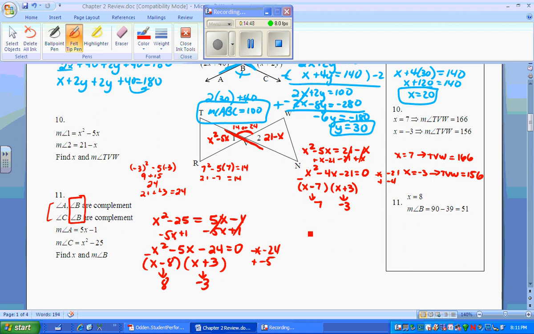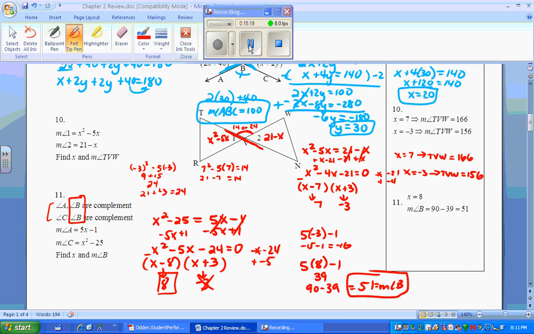Let's try negative 3. So let's do 5 times negative 3 minus 1. Well, that's a negative 15 minus 1. So that's negative 16, so negative 3 does not work. That means 8 has to work for x. Find the measure of B. Well, we don't have it, but what we can do is plug it back in to 5 times 8 minus 1, so that's 39. And B is the complement to that, so we'll do 90 minus 39, giving me my answer of 51 for the measure of angle B, and we're done with the front side.